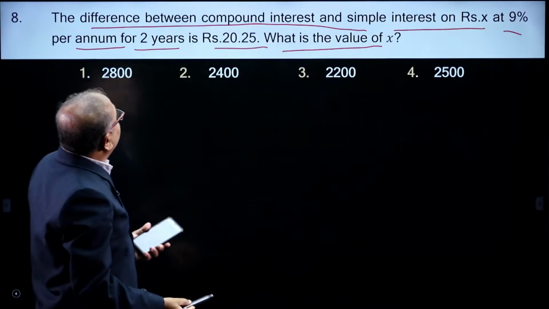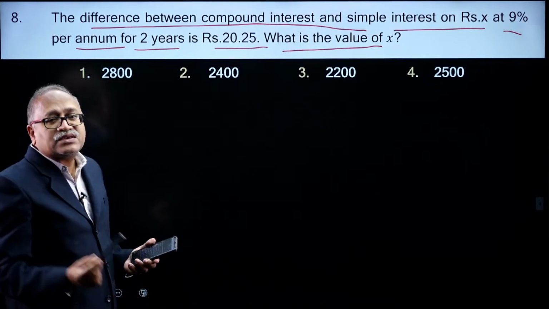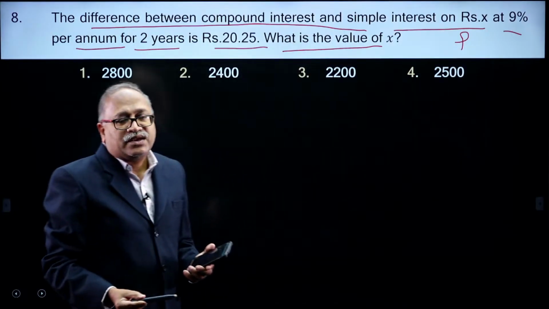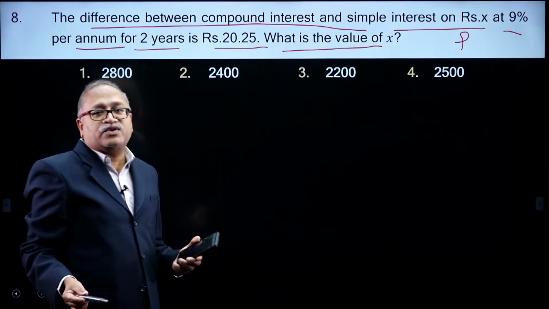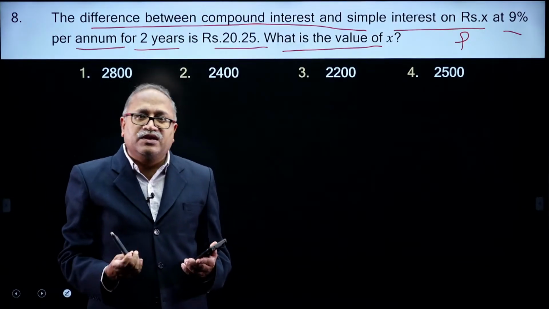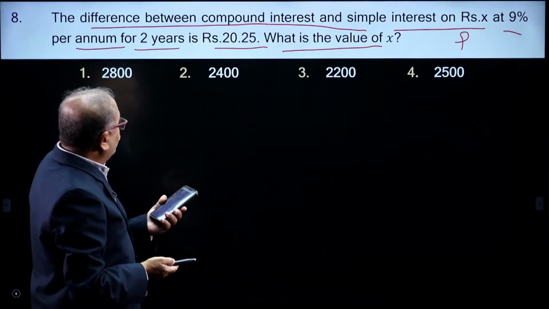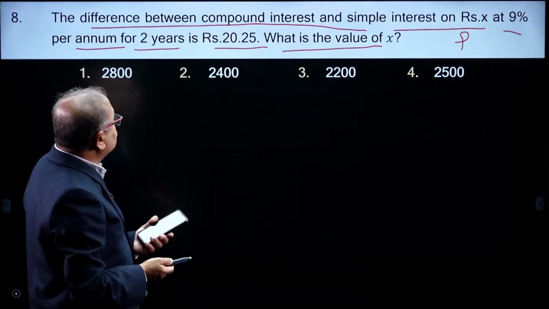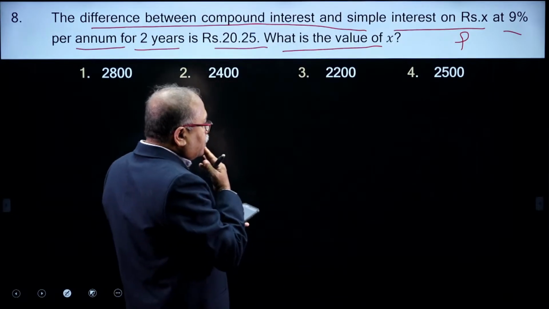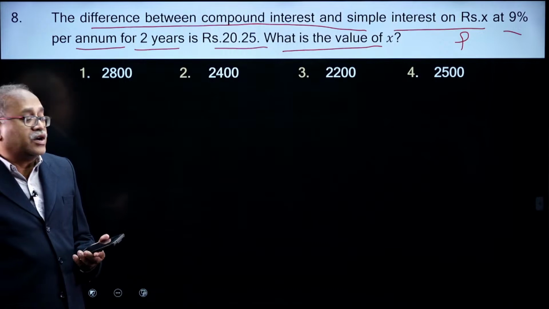So, I need to find out the difference. Simple interest on rupees X, so X is the principal over here. So, I need to find out the principal, where the difference is given to us for 2 years. You know that the difference, either for 2 years or for 3 years, the question will be option 2. Okay. Chinna Rakesh is saying 2400. How can he be so fast?